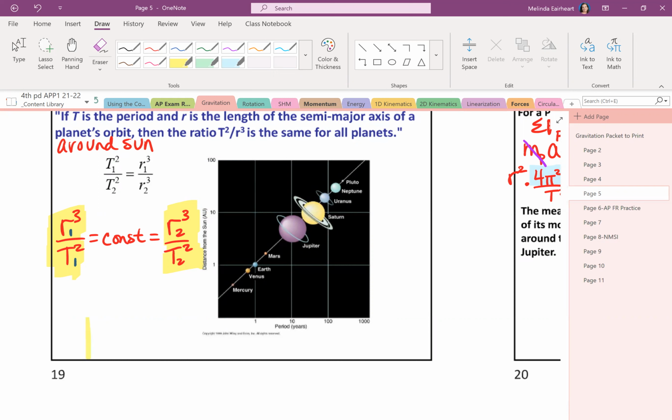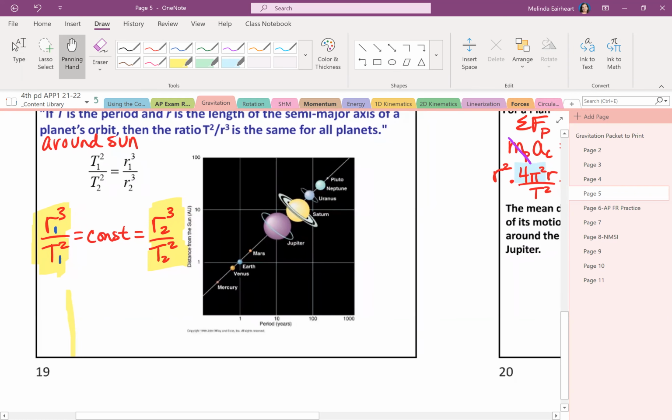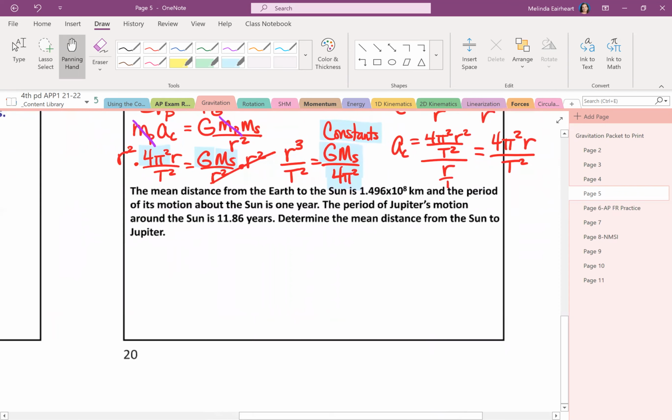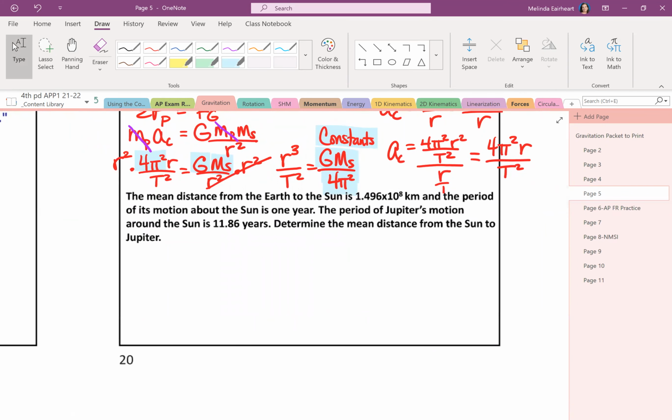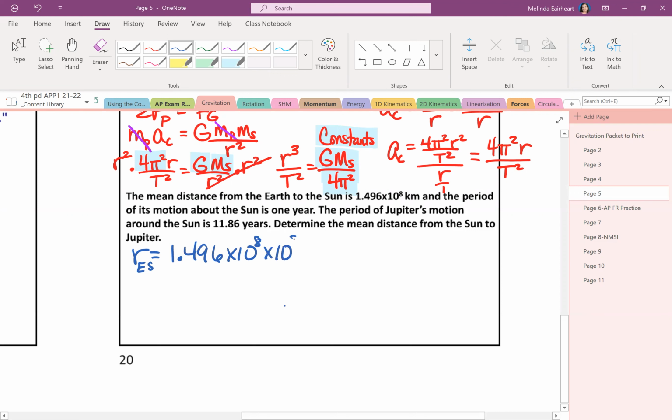Okay, so how do we apply this? I think on the right-hand side, we've got an example. It says the mean distance. Mean means what? Average. So the average distance from the Earth to the Sun is 1.496 times 10 to the 8th kilometers. What should we do? Kilo times 10 to the? Third, okay. So really that distance from the Earth to the Sun is going to be 1.496 times 10 to the 8th times 10 to the third. What's another way of writing that? Whenever you add the exponents, we get to the 11th.